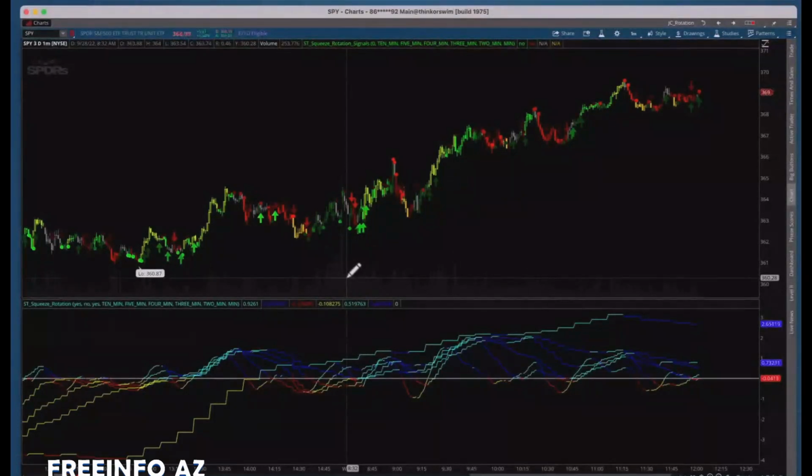So imagine if I'm not looking at this 1-minute chart, let's say I'm looking at the 10-minute chart, right? And I see an arrow on a 10-minute chart show up.